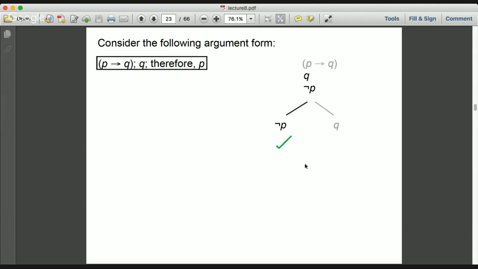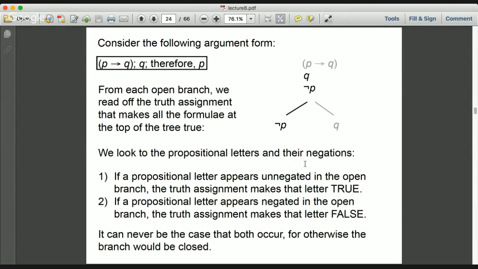Yeah. Okay, cool. So, from each open branch, technically we have 2 open branches here, but whatever. From each open branch, read off the truth assignment that makes all the formulas on the top of the tree true. So we look to the propositional letters and their negations, i.e. the bits of the branch. If a propositional letter appears unnegated in the open branch, the truth assignment makes that letter true. So in this case, P, well, that appears unnegated in the branch. So we would think the truth assignment is that, sorry, what am I talking about?